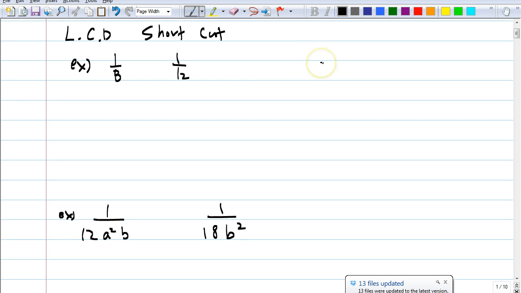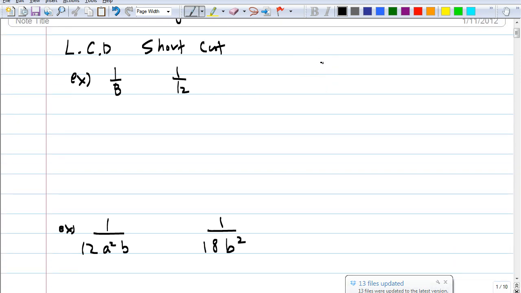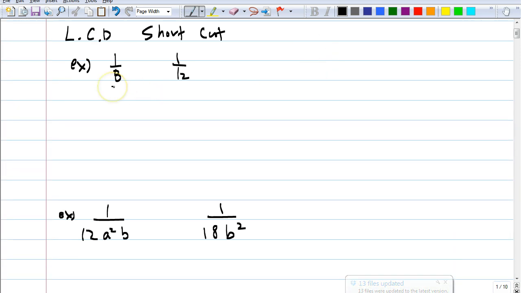So let me show you. This is really nice. Let's do the first one. Let's say that I have 1/8 and 1/12 and want to find the LCD. Last time we did a factor tree for both. But what you're going to do is write 8 and 12 here, and then draw the upside down division symbol.